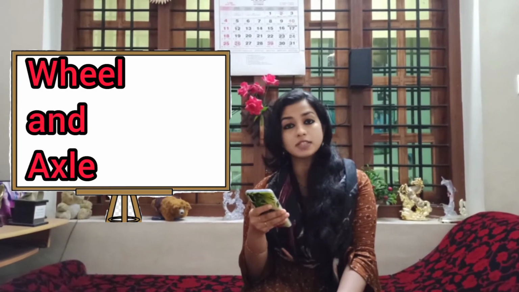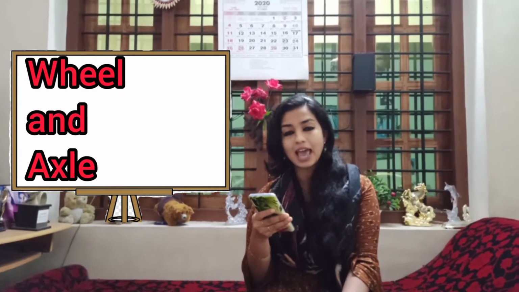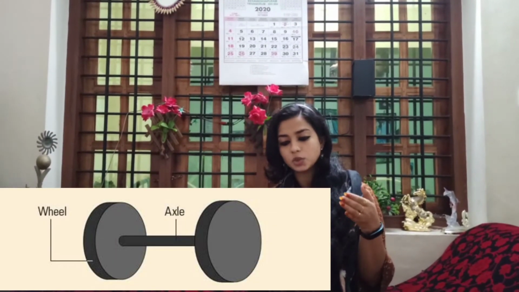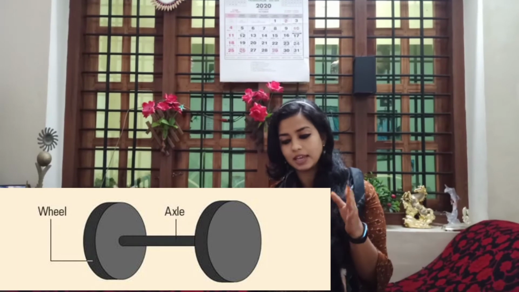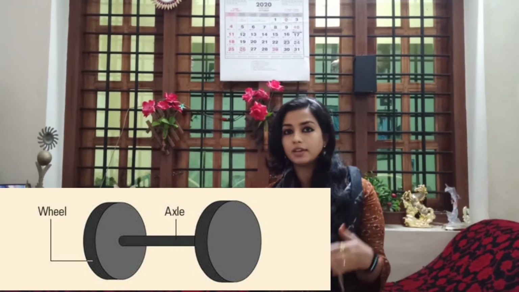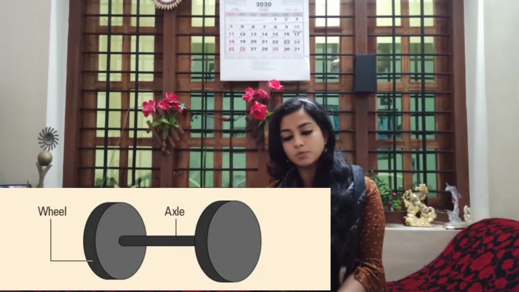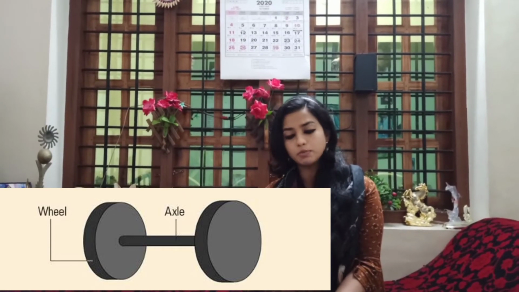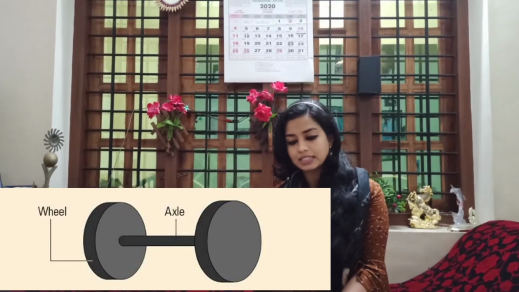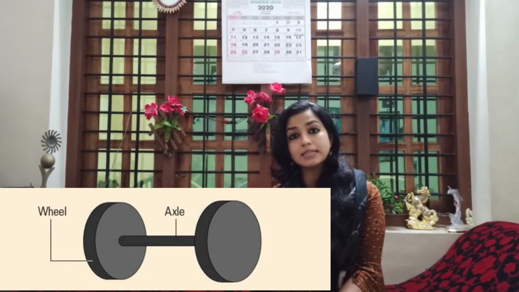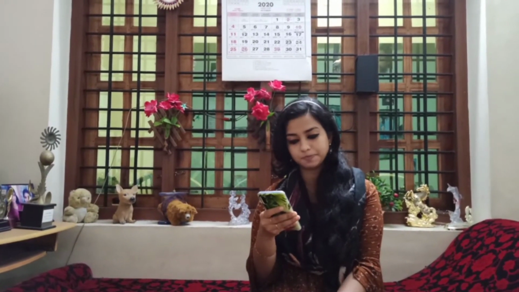Now the fifth type of simple machine is wheel and axle. See children, a rod attached to a wheel is called an axle, A-X-L-E. The function of the axle is to move the wheel. The wheel and axle together form a simple machine, which helps to move things easily.